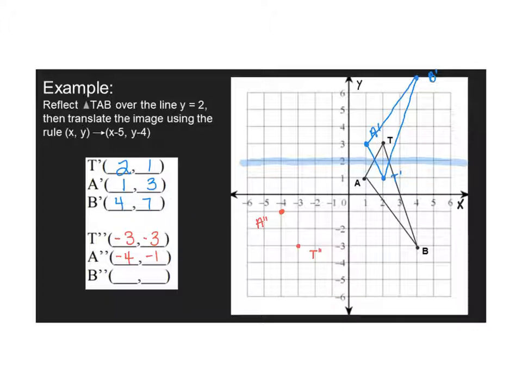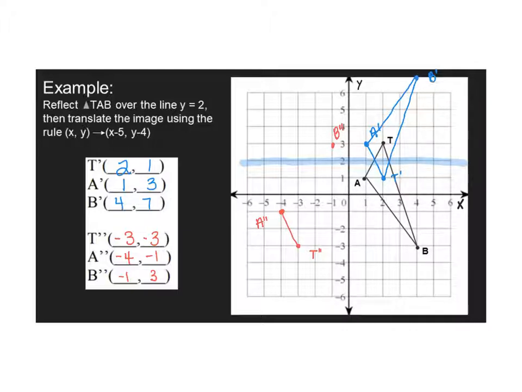And then last, B prime is at 4, 7. So if I start with the x value, 4 minus 5 is negative 1. And 7 minus 4 is 3. So my last point is at negative 1, 3, and that is B double prime.